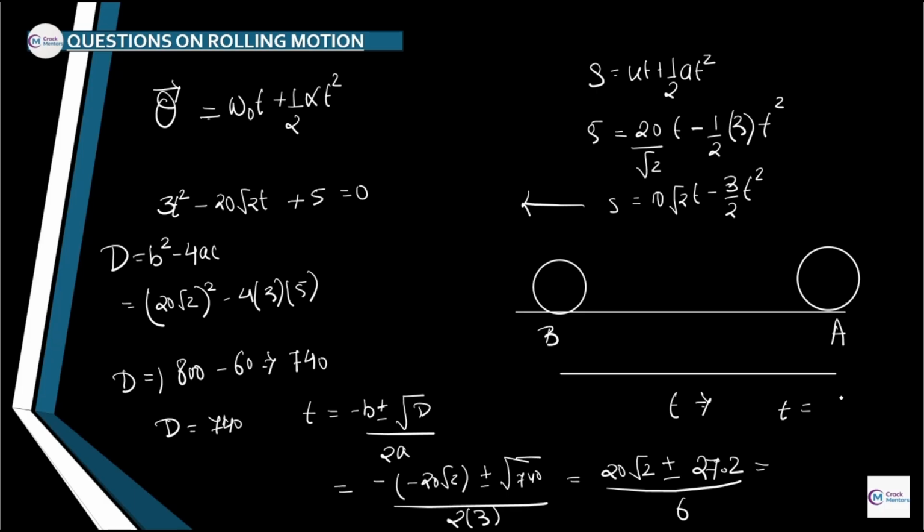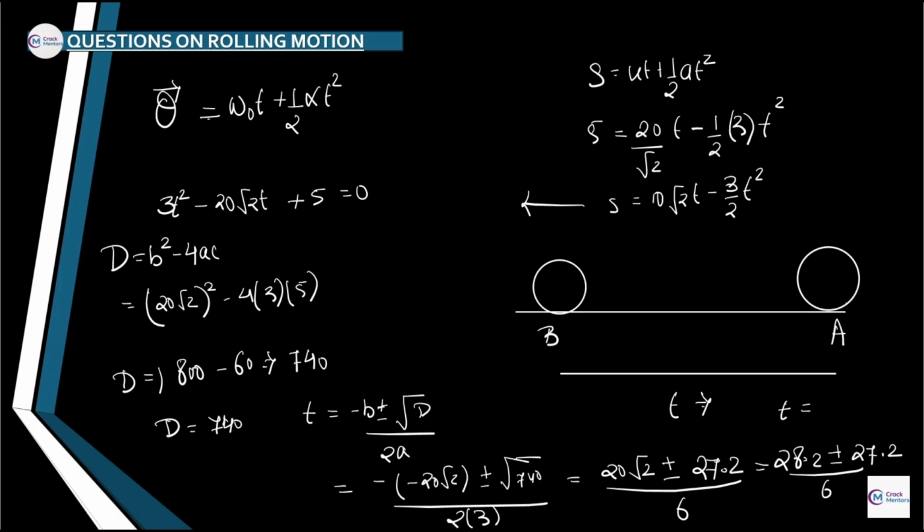what is the value of time that we can observe? 20 into 1.414 is equal to 28.28. So it has a value like 28.28 plus minus 27.2 upon 6.